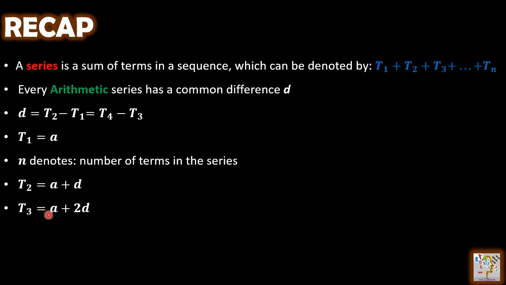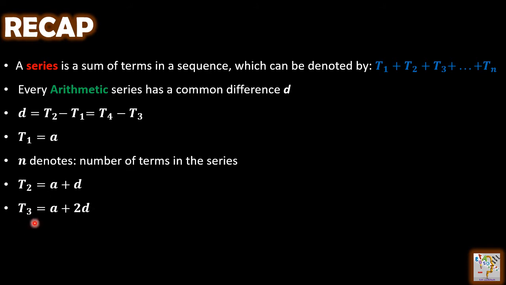So when you have T3, it will always be A plus 1 less. So 3 minus 1, which will be 2, and then you have A plus 2D. By default, if it is T7, you will actually have A plus 6D. If it is T11, it will be A plus 10D, just like that.